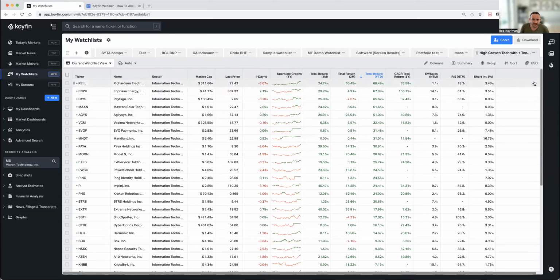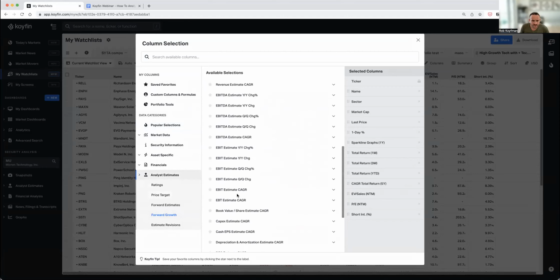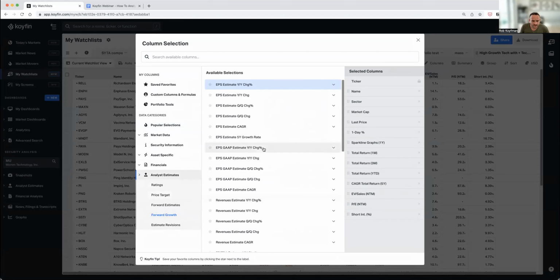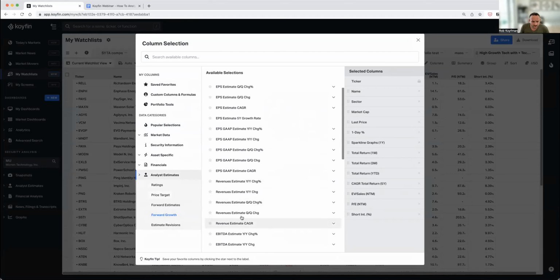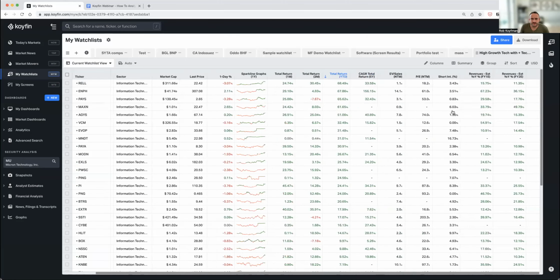So these are predefined columns. And if I wanted to add some of the other columns I had here, I would click the column bar. I would go to forward growth, so forward growth again, and I would go to revenue estimate percent change, FY1, FY2, and I would close this, and I would have these growth rates as well.